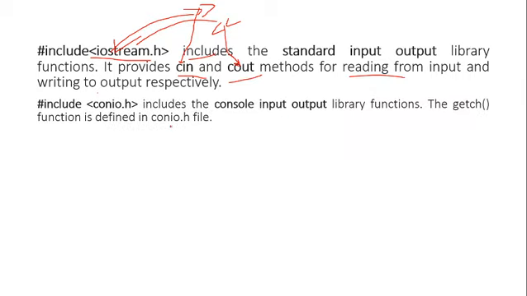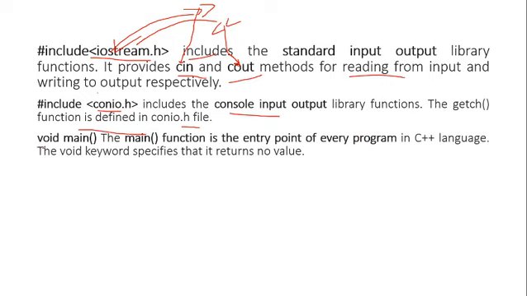Next is conio.h. It includes the console input output library functions. The getch function is defined in the conio.h file. Getch function is defined here. And what is the use of the getch function? I have already discussed that: to hold down the output screen and wait for the character.